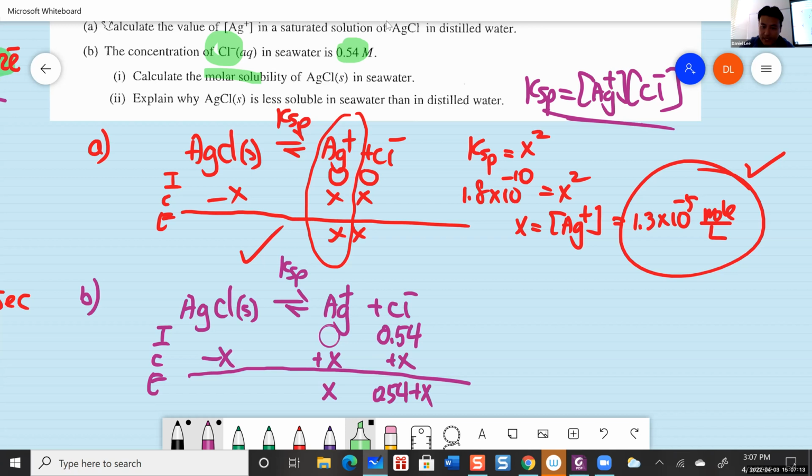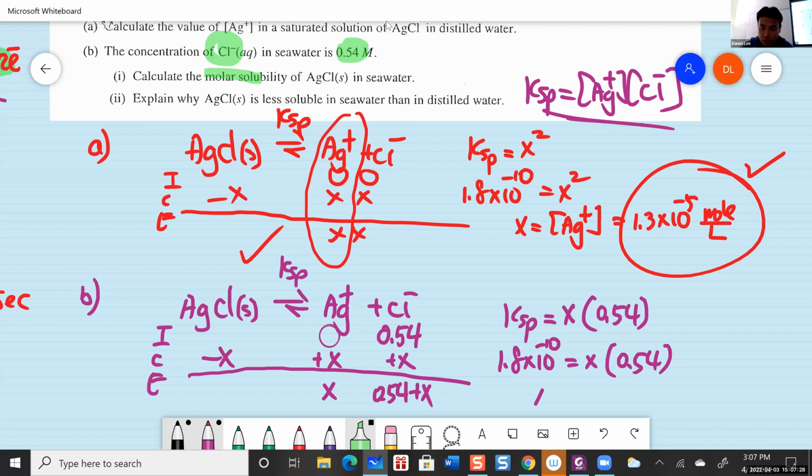So your KSP, you have to approximate this. You don't have to test. You drop off plus X. So you just have 0.54. So 1.8 10 to the negative 10 is X times 0.54. Solving for X, which is your Ag plus, which is your molar solubility. Just solve for X, okay? So 1.8 10 to the negative 10 divided by that is 3.3 10 to the negative 10.